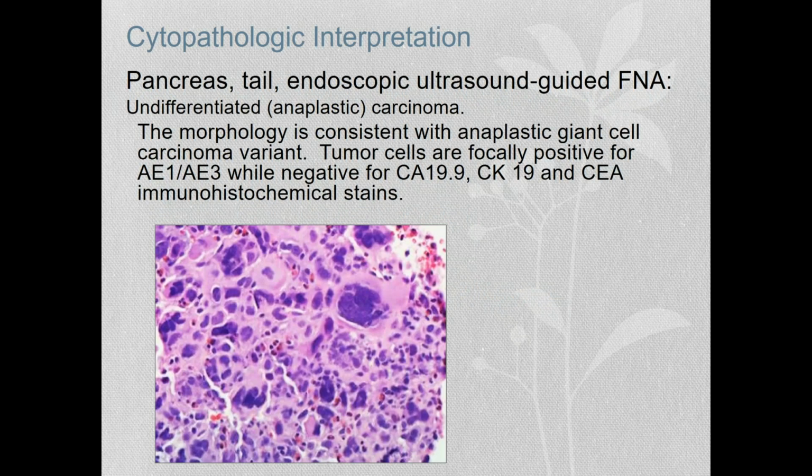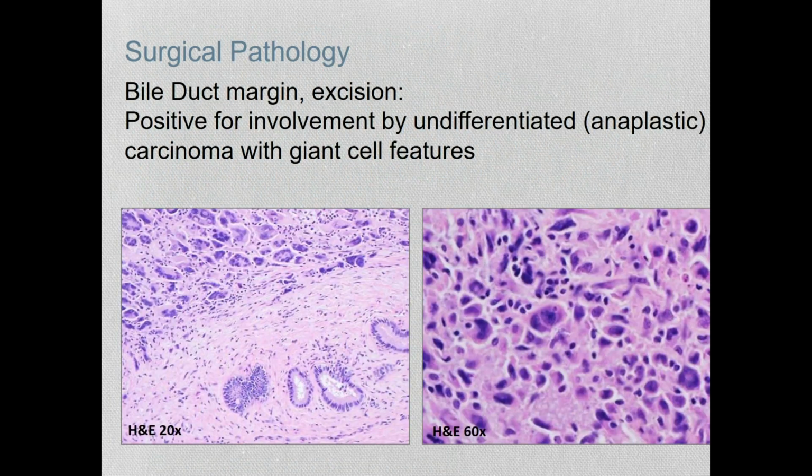Well, on surgical pathology and our cell block, we thought it was an undifferentiated carcinoma. On surgical pathology follow-up, we had a bile duct margin excision, which was positive for involvement by undifferentiated or anaplastic carcinoma with giant cell features. I think you can see here the tumor cells, and then again on higher power, showing these giant cell features. This is a rare tumor of the pancreas, and this patient had a follow-up Whipple, which revealed a 1.7 centimeter pancreatic head lesion that showed undifferentiated anaplastic carcinoma, and the patient ended up having 25 negative lymph nodes.